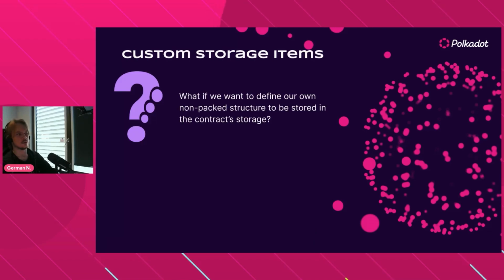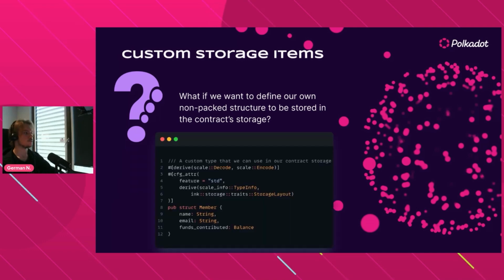So now, moving on to the next part, let's talk about how we can define custom storage types. The question you might ask when working with ink! is, what if you want to define your own non-packed structure to be stored in contract storage? Well, to do that, your type needs to implement certain traits in order to make it storable. No problem with that. You can just derive the required traits like Scale Decode, Encode, TypeInfo, and StorageLayout.